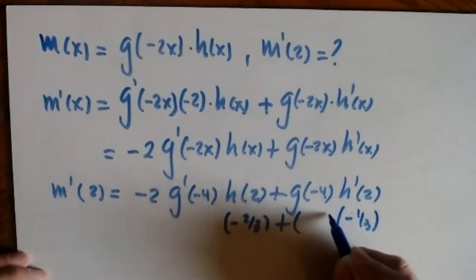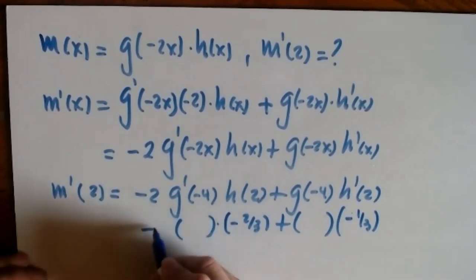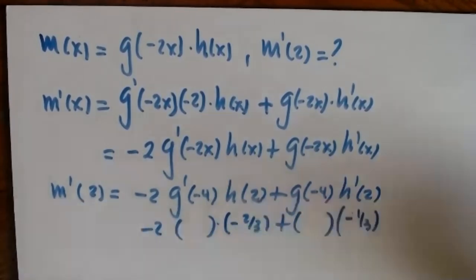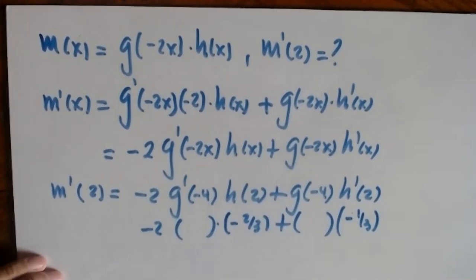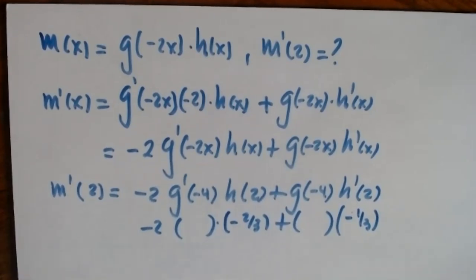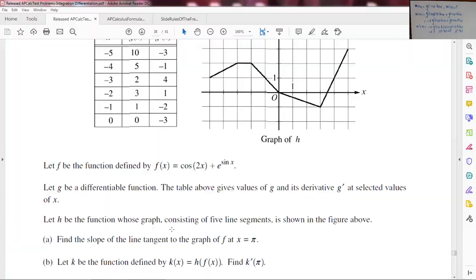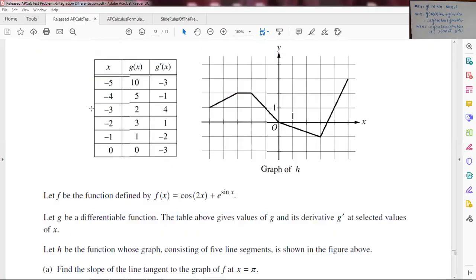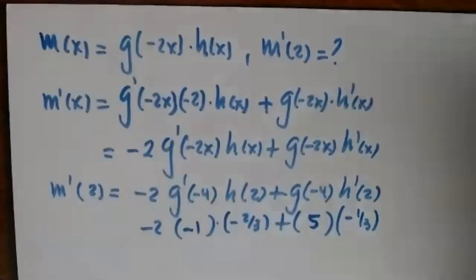Now the only thing we have to do is put here the value of g prime of 4 and g of negative 4. And I have to check what is that. So let me see. Right here, I see this table, you see? You see g of x and g prime of x, and I need g of negative 4. Here are the values. g of negative 4 is 5, g prime of negative 4 is negative 1. So here I put a negative 1 and a 5, correct? So this is what I have to do.